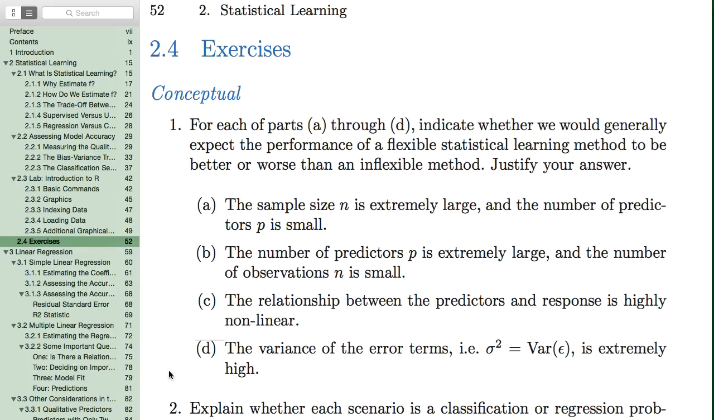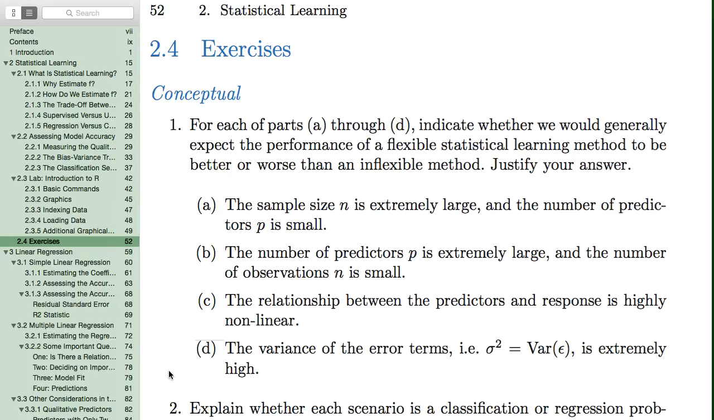Then B, the number of predictors P is extremely large and the number of observations N is small. This is exactly the situation that commerce sites online find themselves in. They are able to gather a great deal of information about each customer, but they may not have that many actual paying customers, and they want to figure out how to run their e-commerce store. And this is exactly the kind of situation for which the very flexible and hard to interpret methods like support vector machines were invented. So that's what I expect to be the answer there.